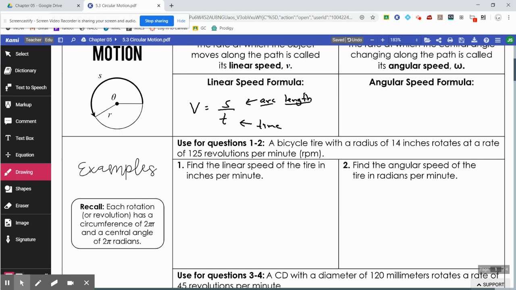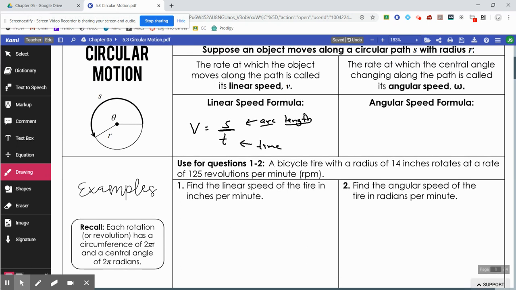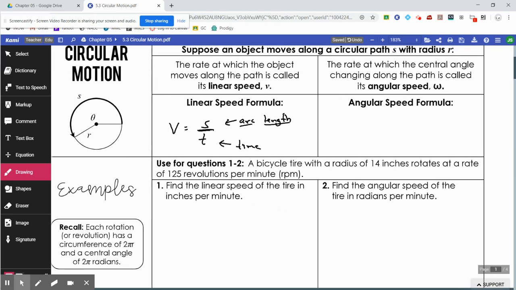The way I remember this, linear speed is like miles per hour, where s could be measured in miles and t could be measured in hours. So linear speed is just like if your car was traveling in a circular path, you have this miles per hour. However, you also have this other rate.